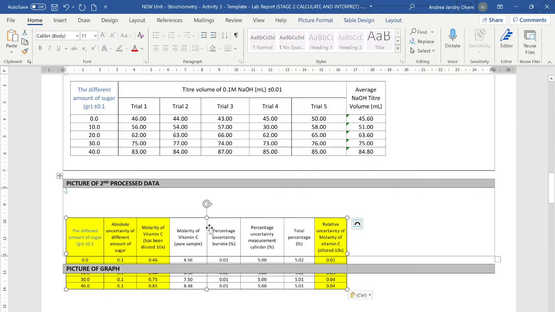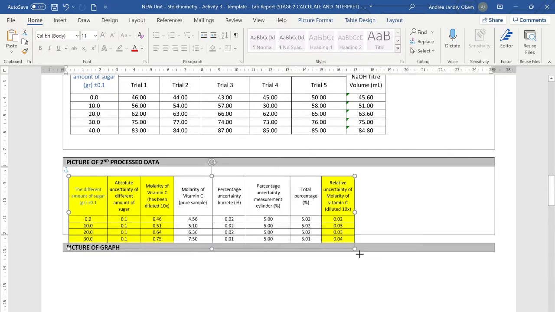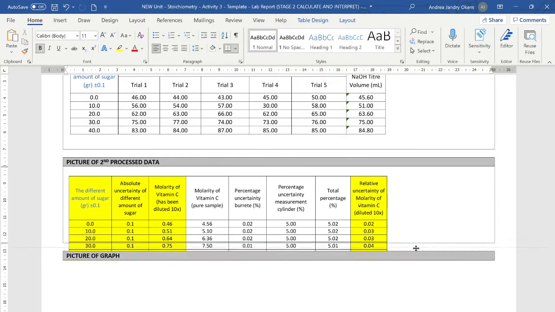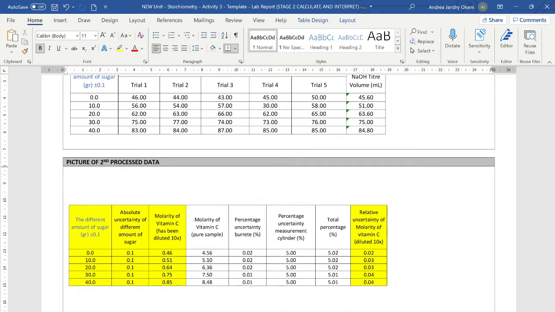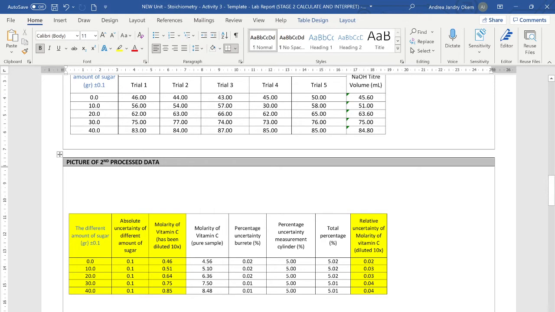And then copy paste in here. Just make sure the sizes of the tables are similar, it'll be better. And then after that we can make it bigger. Just put the picture of the graph in the next page.